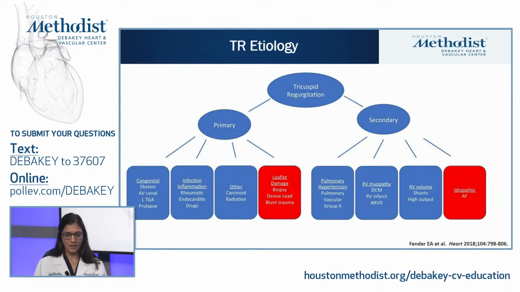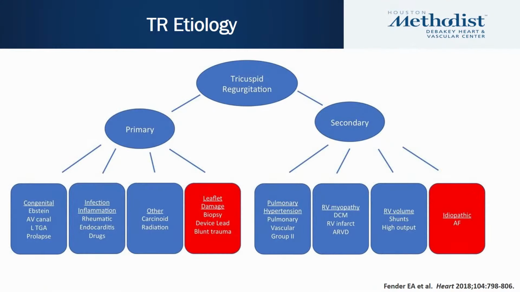Similar to mitral regurgitation, tricuspid regurgitation can be divided into primary versus secondary. Primary can be due to congenital defects, infection or inflammation, radiation disease or carcinoid, or leaflet damage due to biopsies of the RV, pacemaker leads, or blunt trauma. So these are some of the primary causes of tricuspid regurgitation. Secondary tricuspid regurgitation can be due to pulmonary hypertension, right ventricular myopathy, and increase in right ventricular volumes due to shunts or high output states, and can be idiopathic or atrial, as in the case of atrial fibrillation.